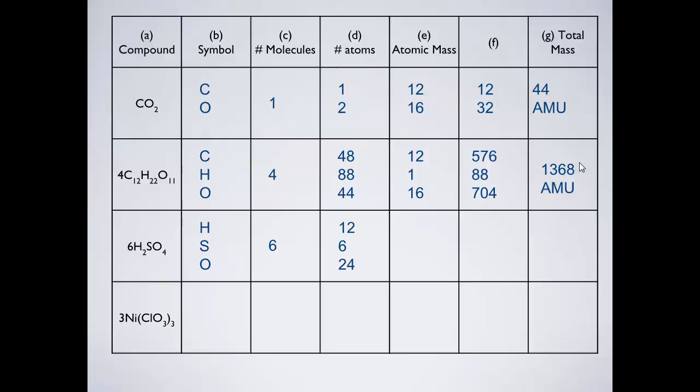Stephanie, what's the mass of hydrogen? 1. Sulfur, Alex? 32. Priscilla, how about oxygen? 16. Multiply it out. What's the total mass of hydrogen, Carter? 12. Total mass of sulfur, Jake? 192. And oxygen, Aiden? 384.